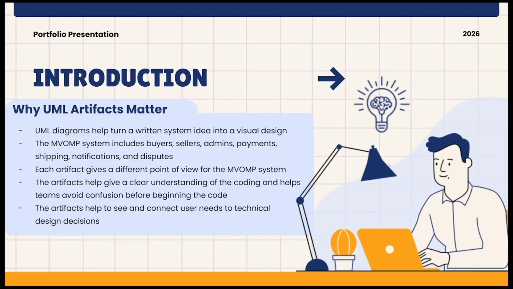The main topic of this presentation is how the UML diagrams and artifacts help with system analysis and design. MVOMP sounds simple at first because it is a marketplace system. But once we include checkout, payment processing, returns, disputes, notifications, and outside services, the system becomes more complex. UML helped us break down this system into smaller parts.